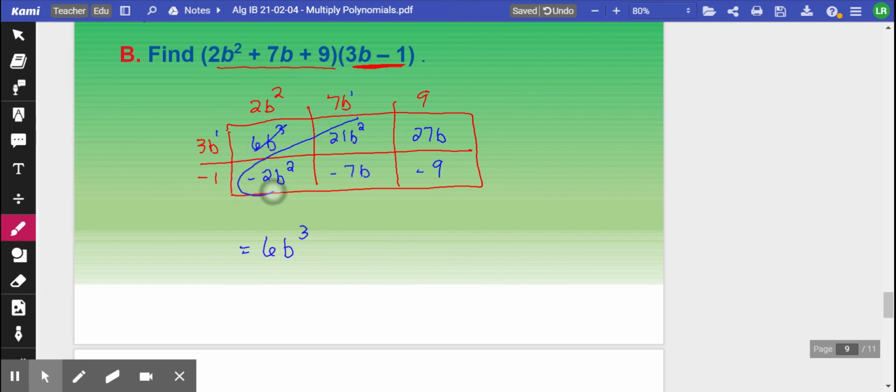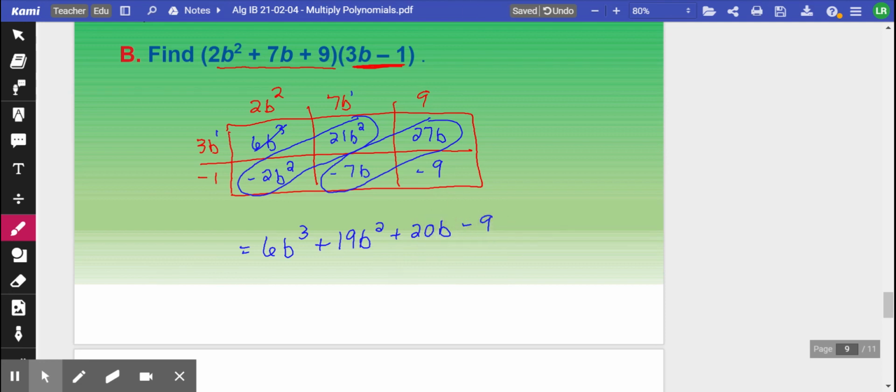My next one is the b squared. So I'm going to add those up. Negative 2b squared plus 21b squared. That would be positive 19b squared. Again, remember, when we're adding, you don't mess with exponents. My b's would be next. Negative 7b plus 27b. That would be positive 20b. Then we have minus 9.